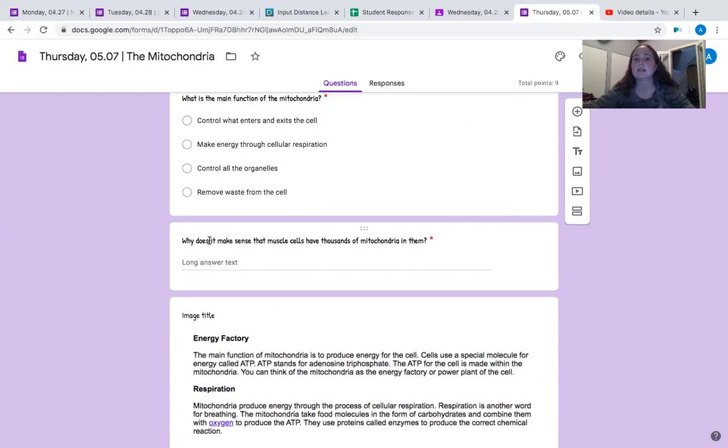Why would muscle cells need to have so many mitochondria? Type your answer. So it should say something like muscle cells have thousands of mitochondria because, or this makes sense because, or it makes sense that muscle cells have so many mitochondria because.